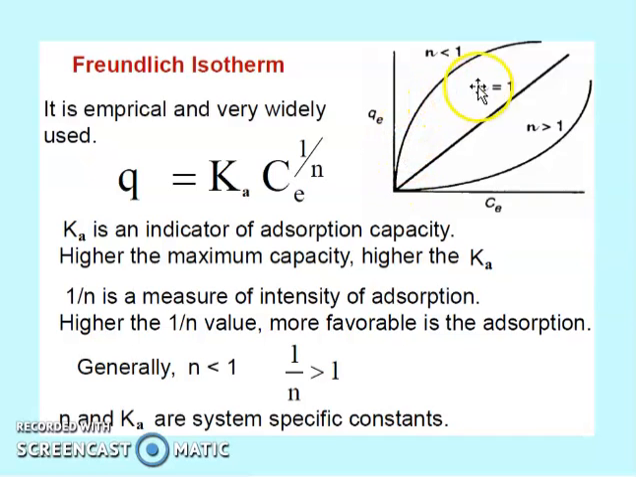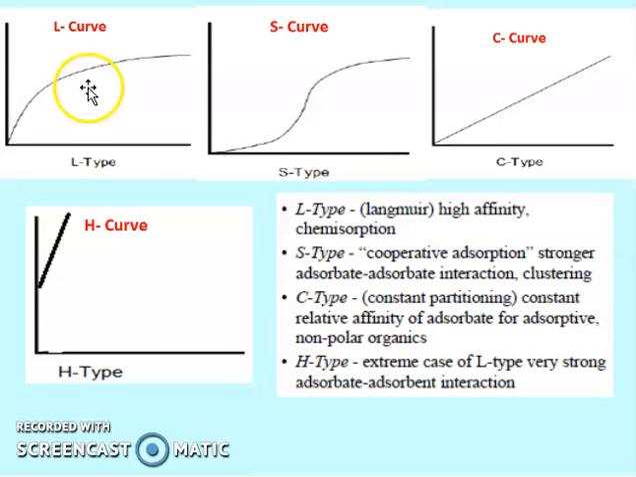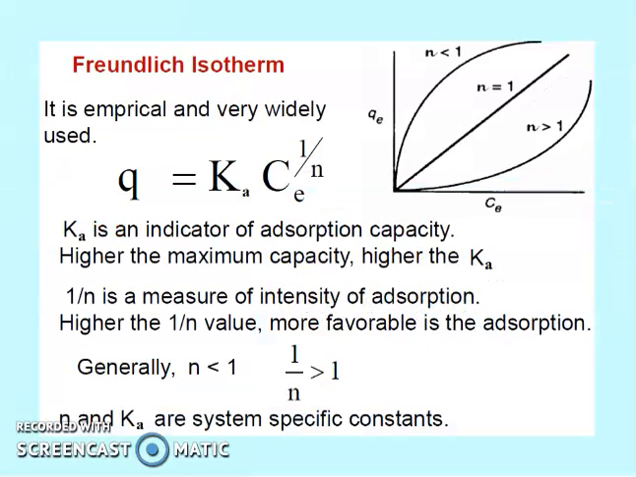Here is the Freundlich shape, or as I told you, it is an L shape. It is L shape if it is more than 1. If it is less than 1, it is a less favorable relation between adsorbent and adsorbate, but it has this shape.